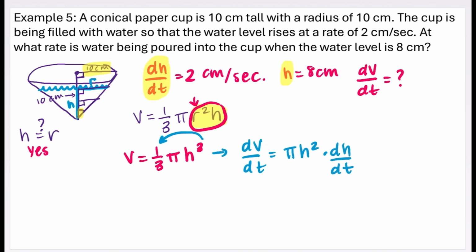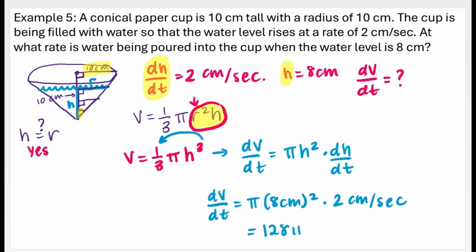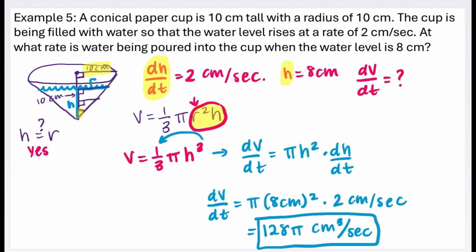Now I'm going to go ahead and plug in everything I have. So dV/dt equals pi times 8 centimeters squared times 2 centimeters per second. Now 8 centimeters squared is going to be 64 centimeters squared, and 64 times 2 is going to be 128. So it's going to be 128 pi centimeters cubed per second. That's going to be the rate at which that water is being poured in that cone.